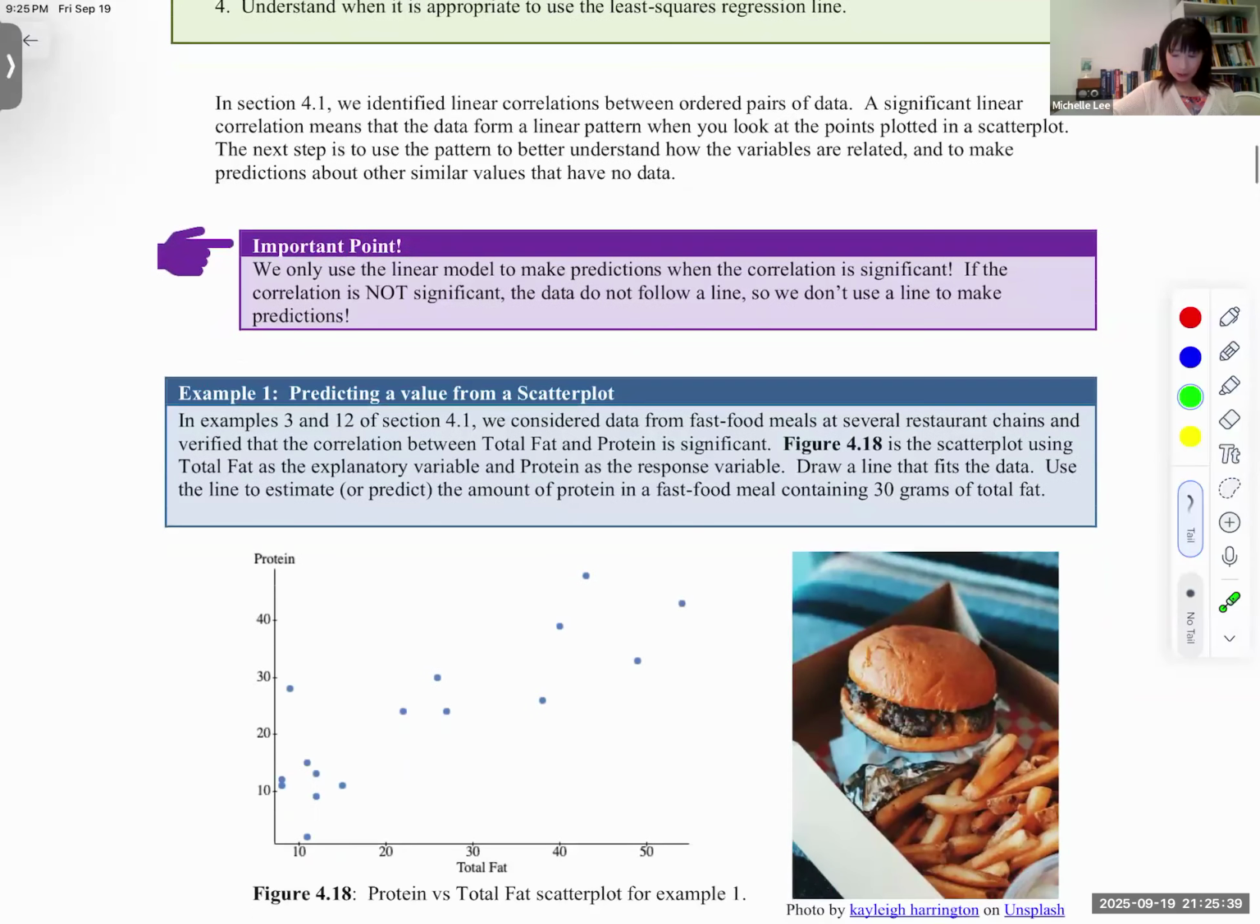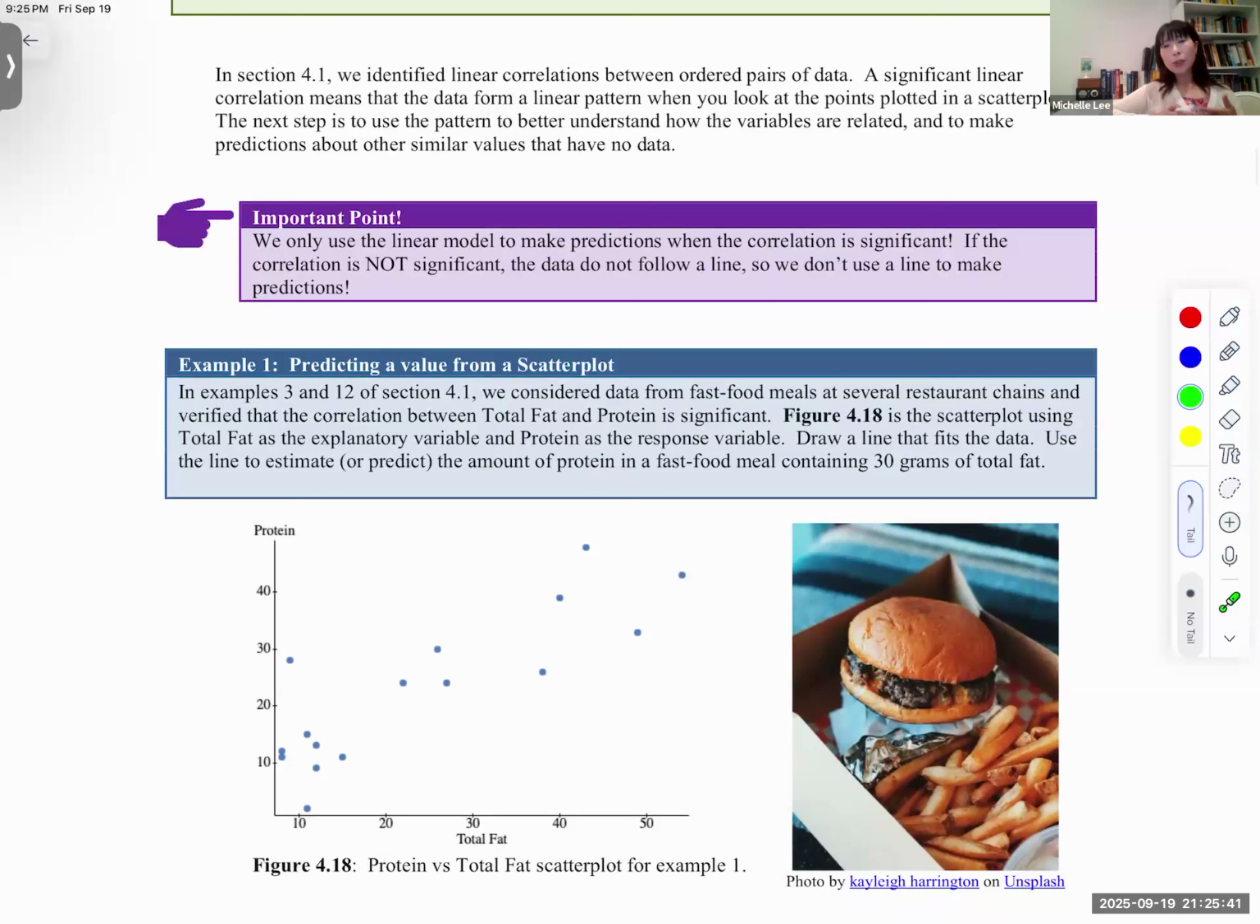We have a scatter plot here, right? If we have two quantitative variables, then we can plot the scatter plot. The scatter plot is all over the place. Now, how do we draw the line? This is the explanatory variable, which is x, total fat, and we have the y-axis, which is the response variable, which is protein.